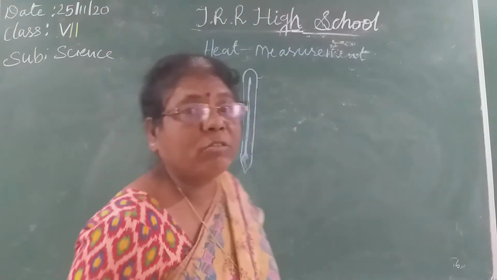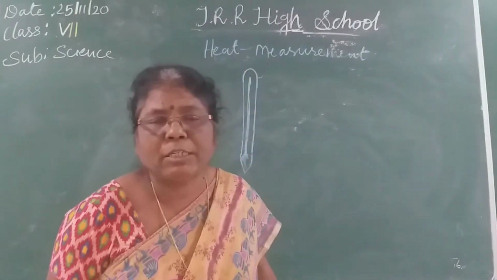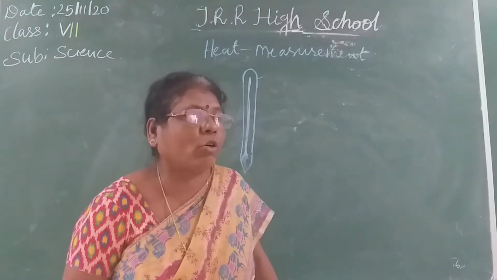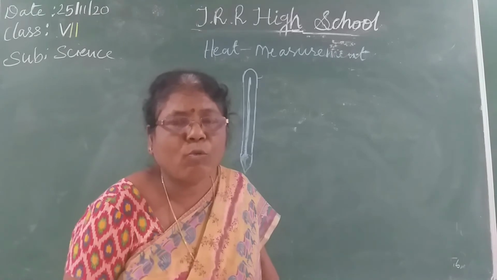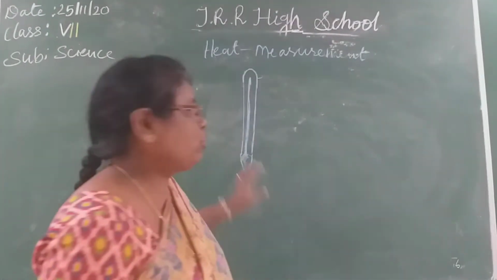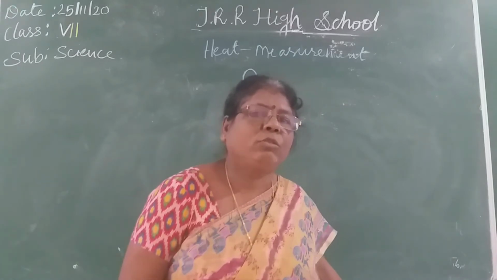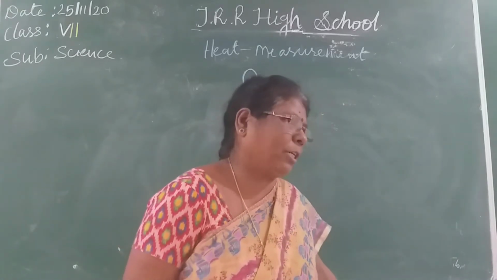Now if we wipe out the markings, what will you see? How will you rearrange them again? You will mark again on the thermometer. So what do you have to do? The bulb should be in close contact with the object. Then only you will get the temperature.